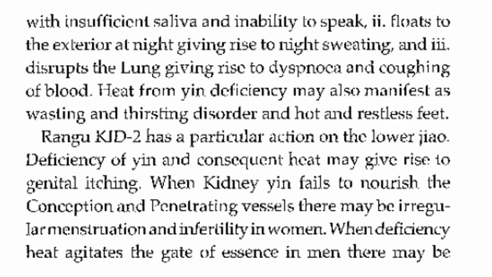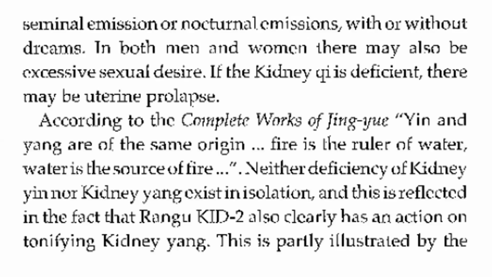Deficiency of yin and consequent heat may give rise to genital itching. When kidney yin fails to nourish the conception and penetrating vessels, there may be irregular menstruation and infertility in women. When deficiency heat agitates the gate of essence, there may be seminal emission or nocturnal emission, with or without dreams. In both men and women, there may also be excessive sexual desire. If the kidney qi is deficient, there may be uterine prolapse.